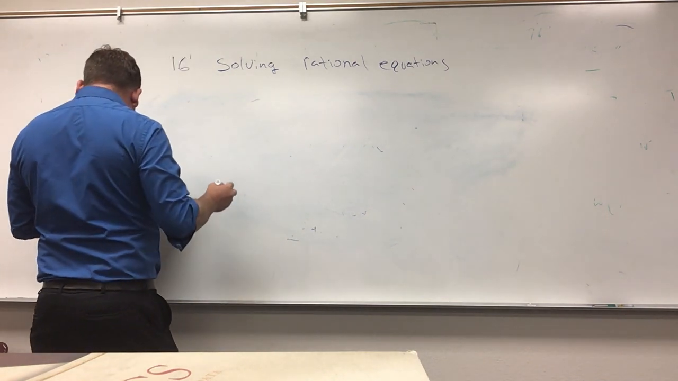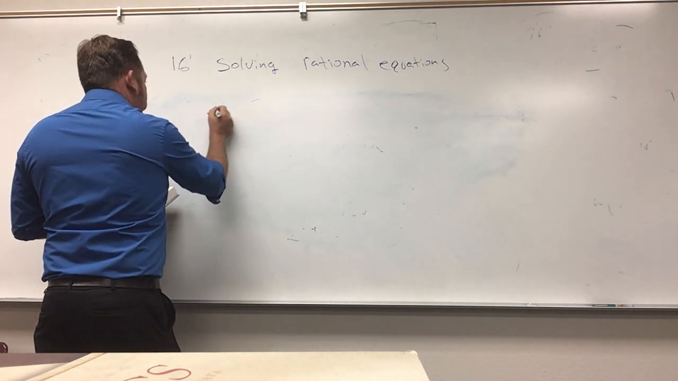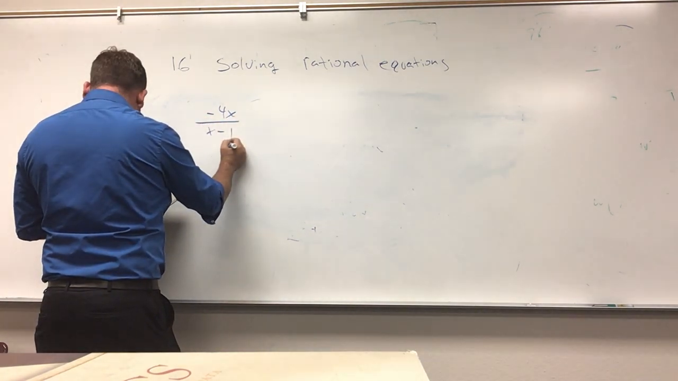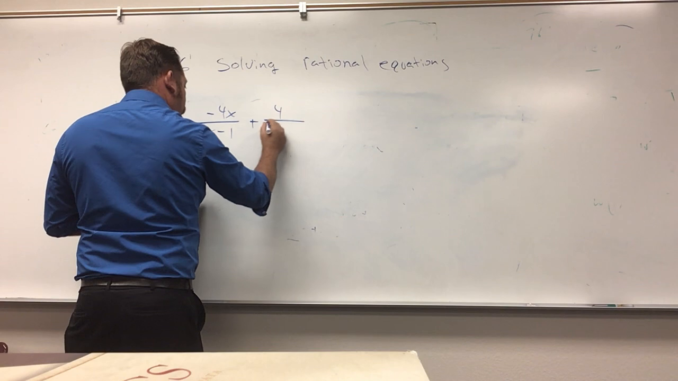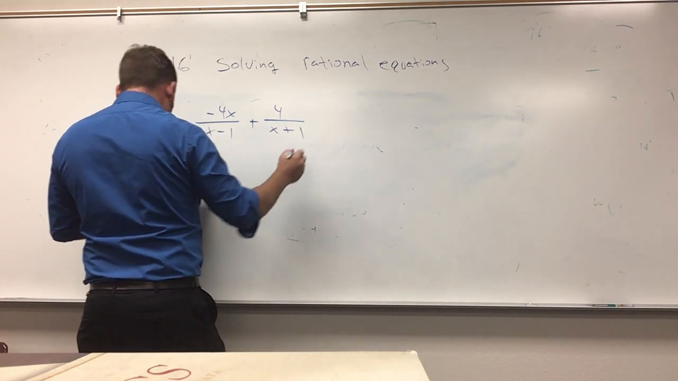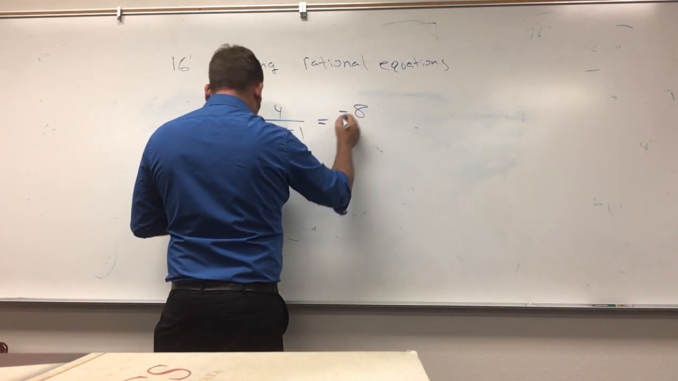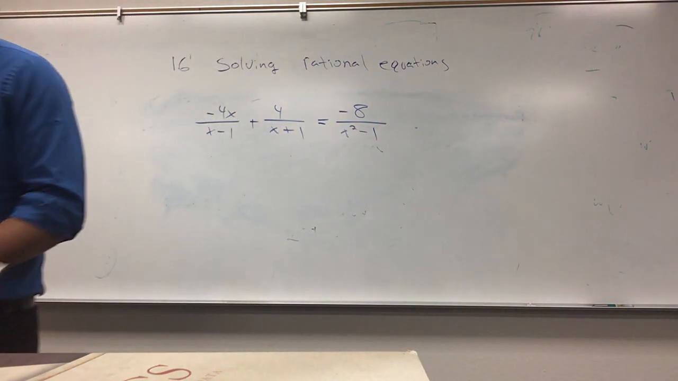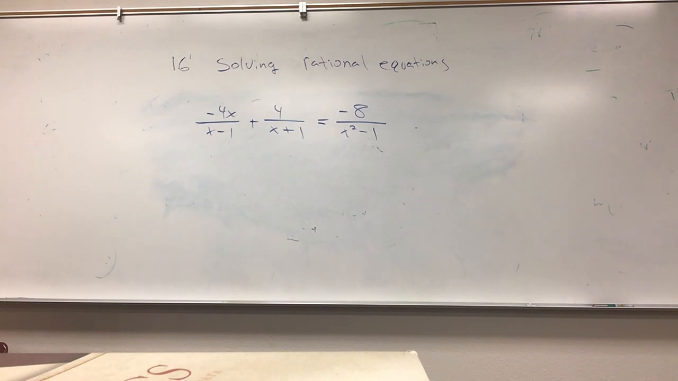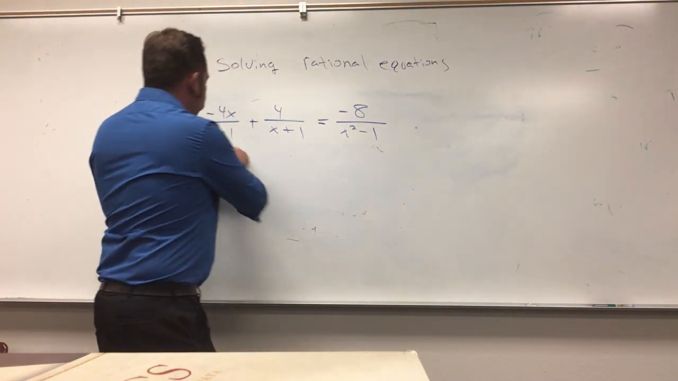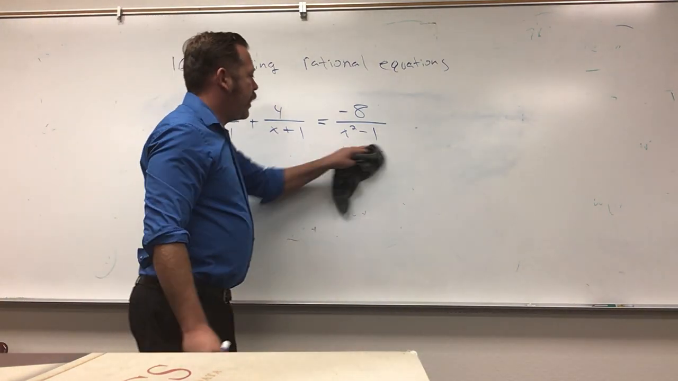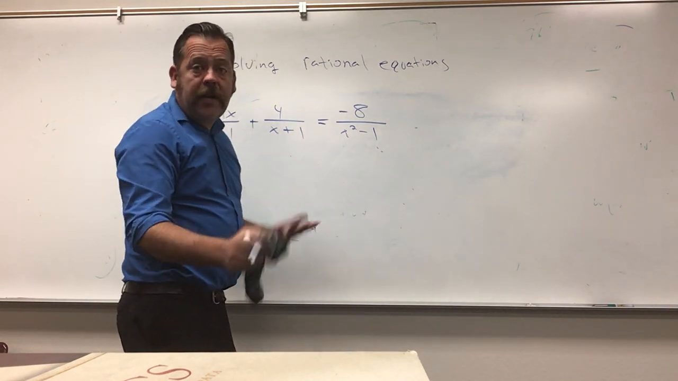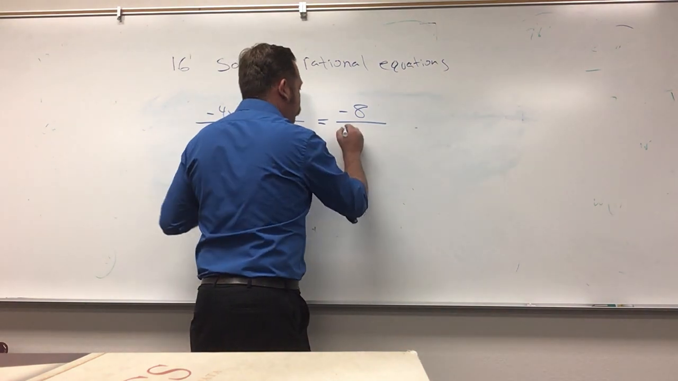Let's do negative 4x over x minus 1 plus 4 over x plus 1 equals negative 8 over x squared minus 1. Now, this is factored, we need to factor this one. How about difference of squares to factor x squared minus 1? That would factor to x plus 1, x minus 1.